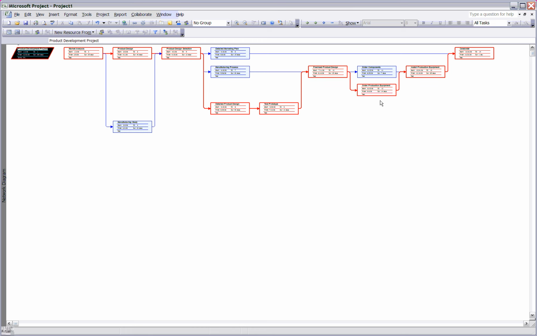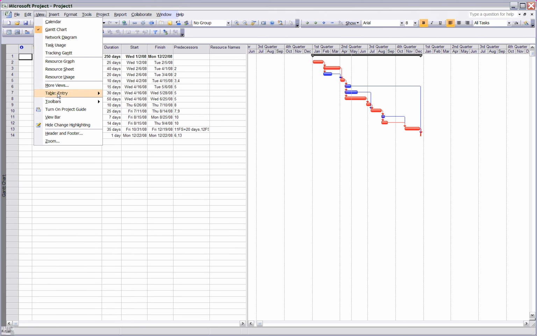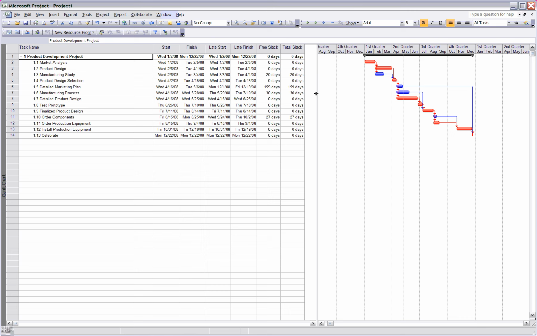The next question asks which activity has the greatest amount of slack. If we go to view, we go back into our Gantt chart and we go down to table and we look at the schedule, we can see that each task is listed, and you can also see how much slack each task has, and you can see pretty easily that detailed marketing plan has the greatest amount of slack of 159 days.